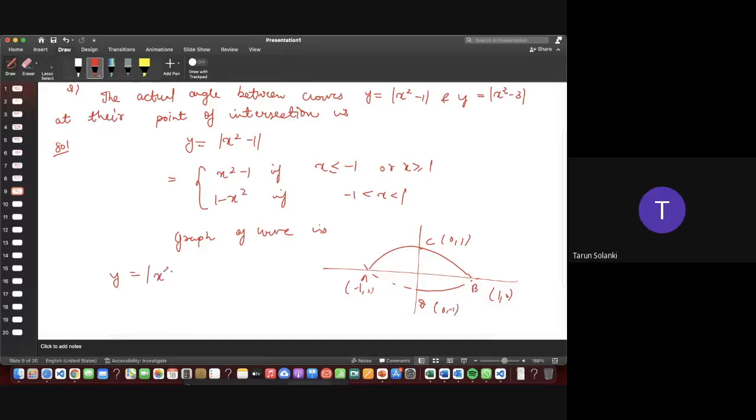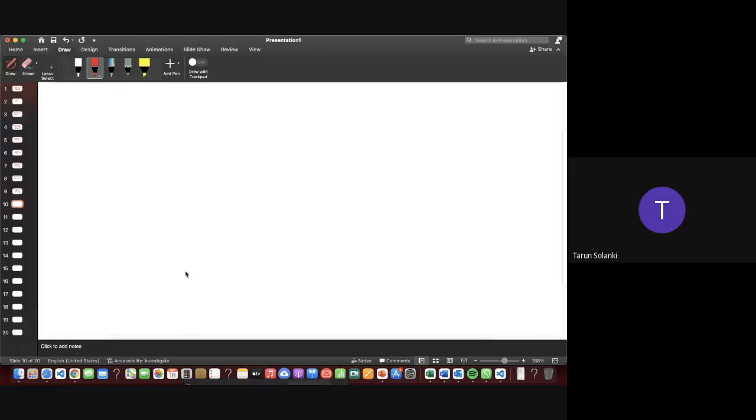So y equals mod x square minus 3, right? For further, we know x square minus 3 if x is greater than root 3, and similarly 3 minus x square if x is in between. Let R be the intersection point. I think we have done a similar problem in the previous class. Here also R is the point of intersection.